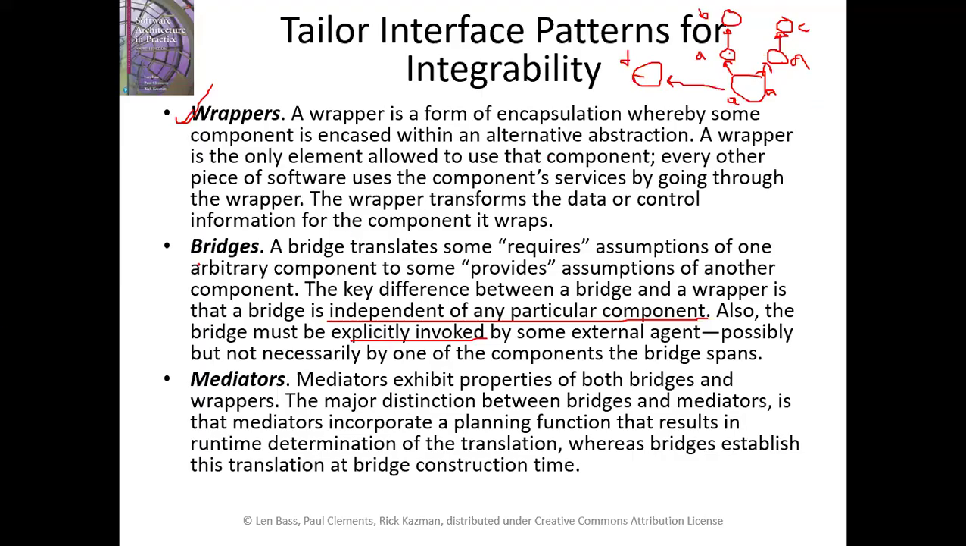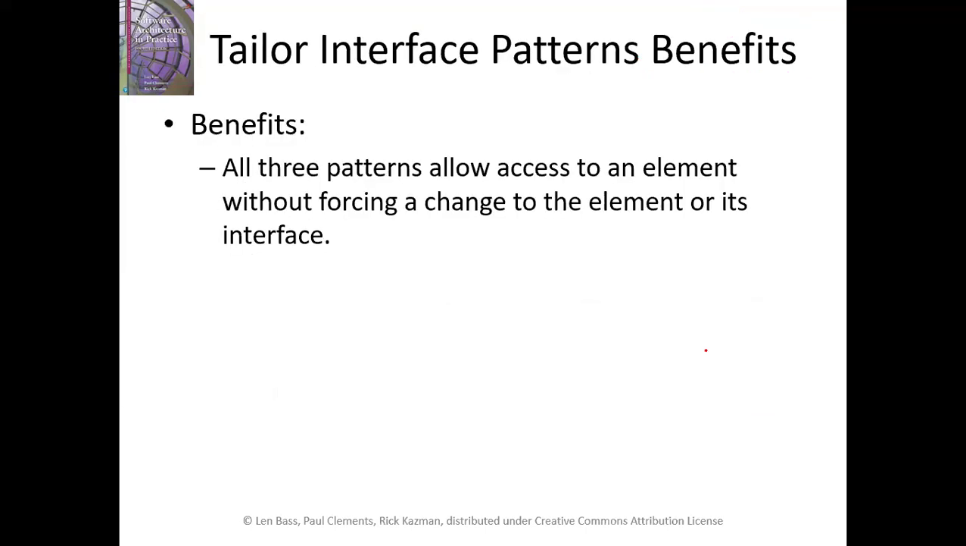Mediator. A mediator exhibits properties of both bridges and wrappers. The major distinction between bridge and mediator is that mediators incorporate a planning function that results in runtime determination of the translation, whereas a bridge establishes this translation at bridge construction time. So when the bridge is being invoked, a number of understanding of communication and translation of parameter values are done. But for mediators, the determination of what to provide is done at runtime, not at any bridge construction time or at any invocation time.